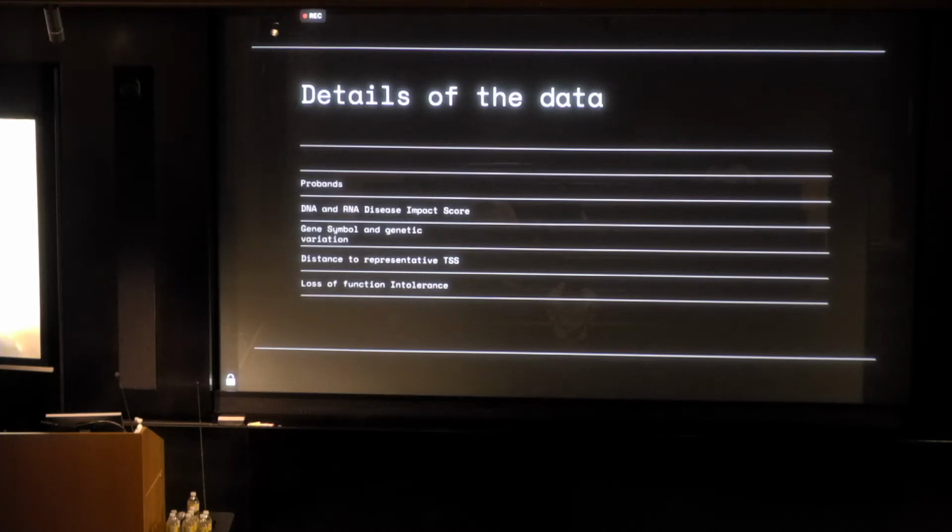I didn't necessarily look at the unaffected siblings. I was looking at the genomic data of the people with autism in the families that we looked at. And then DNA and RNA disease impact score. A disease impact score is what we use to determine the likelihood of a certain mutation contributing to autism, and that can occur in DNA and RNA. I'll talk more about the structures of the two later.